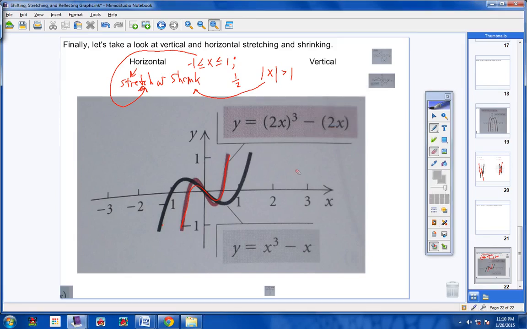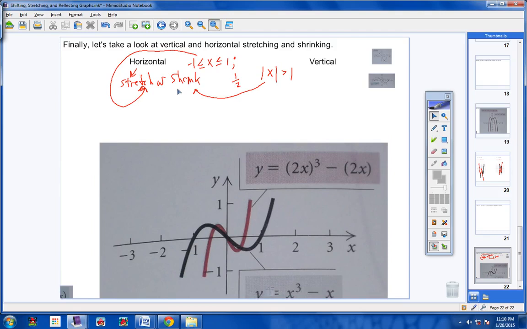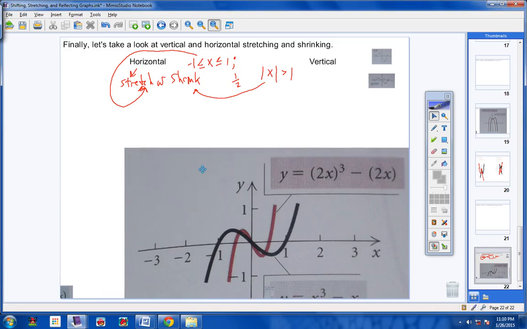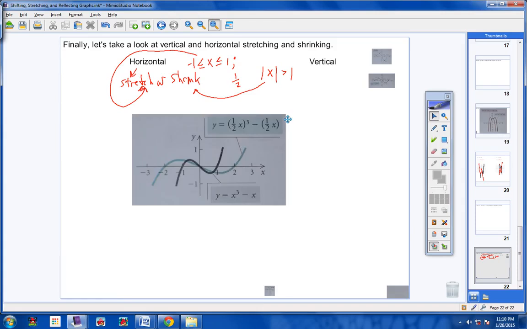Now, again, if you're copying down these graphs, you're welcome to. You might not really need to. The main thing you need to know is when you have a horizontal stretch or shrink, it's when you've multiplied a number directly to the x. Then, how do you know if it's a stretch or a shrink? Well, write down these rules to use and you should be okay. Now, let me pull this one up just real quick. I'm not going to spend a lot of time on it.